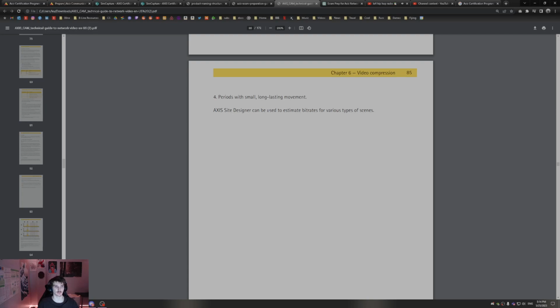Axis Site Designer can be used to estimate bit rates for various types of scenes. It's probably an important piece to know for the test.